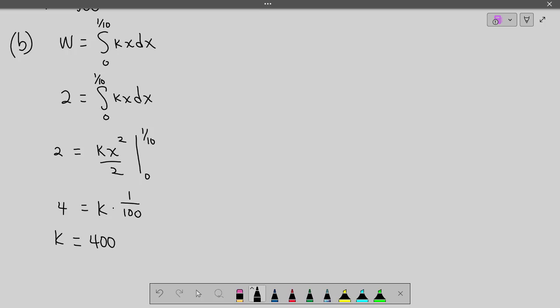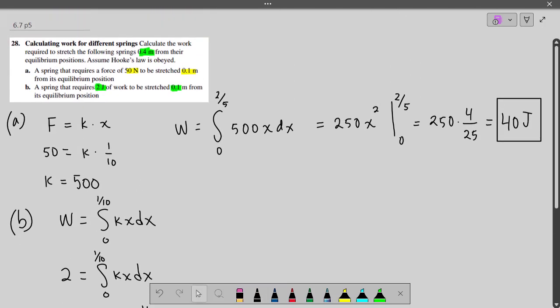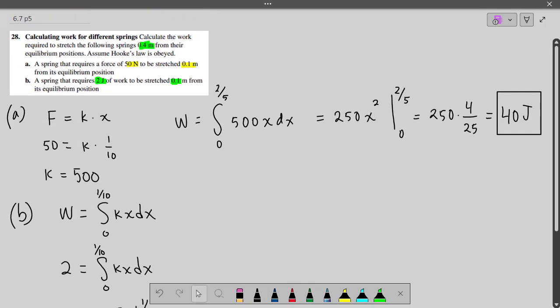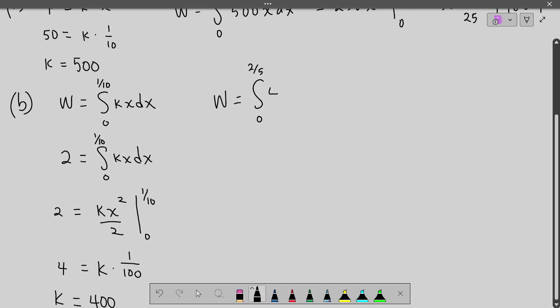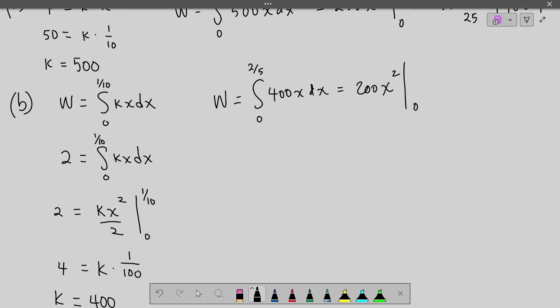And then they asked us again to find the work from 0 to 2/5. So we're still going to set this part up, 0 to 2/5. And our force function will be 400 multiplied by x. So this will be 200x squared from 0 to 2/5, which will be 200 multiplied by 4/25, which will be 32 joules.